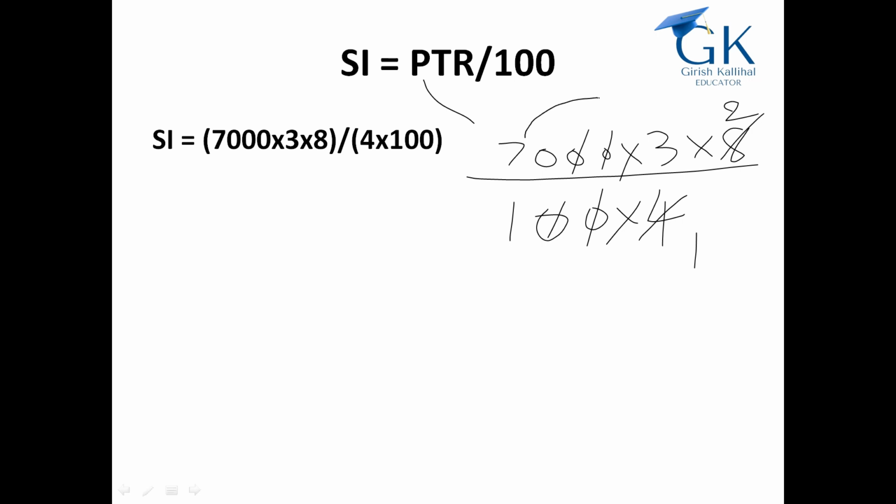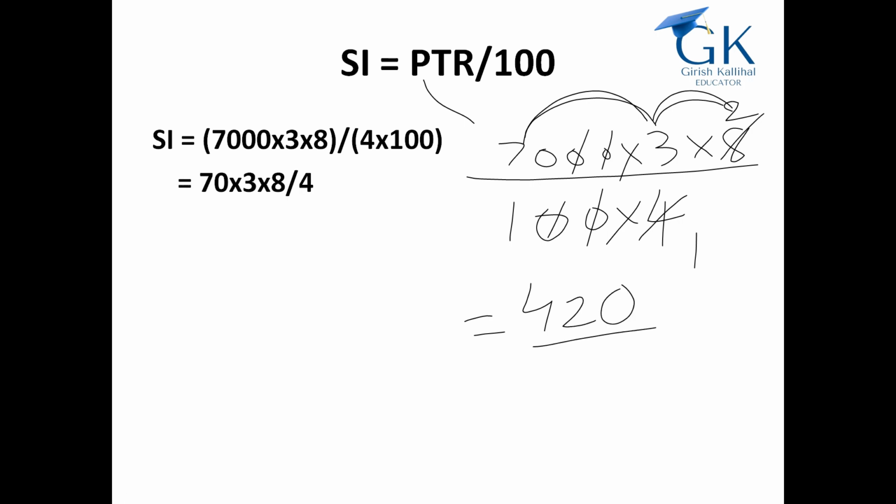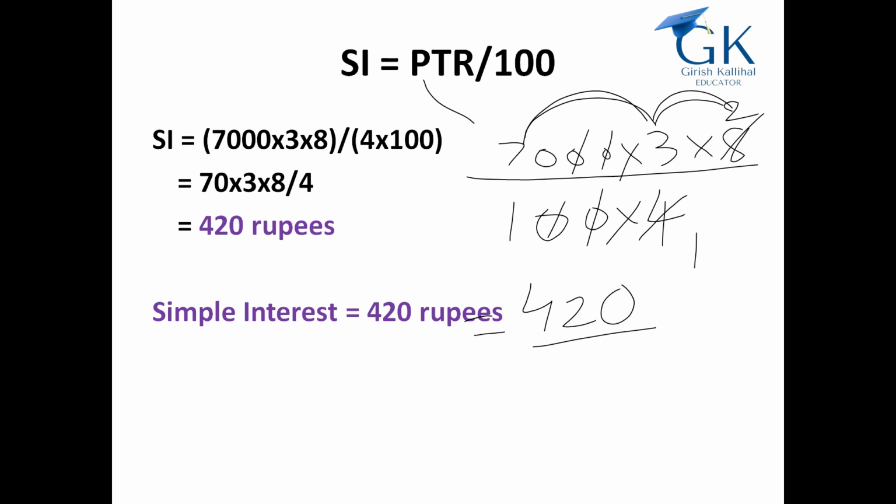So if you multiply this 70 into 3 and this 2, you will get 420. That is 7 threes are 21, 21 twos are 42, and this 0 will be 0. So 42 and this 0. So the total interest Sachin has to pay to Suresh after 9 months at an interest of 8% for 7,000 rupees will be 420 rupees.